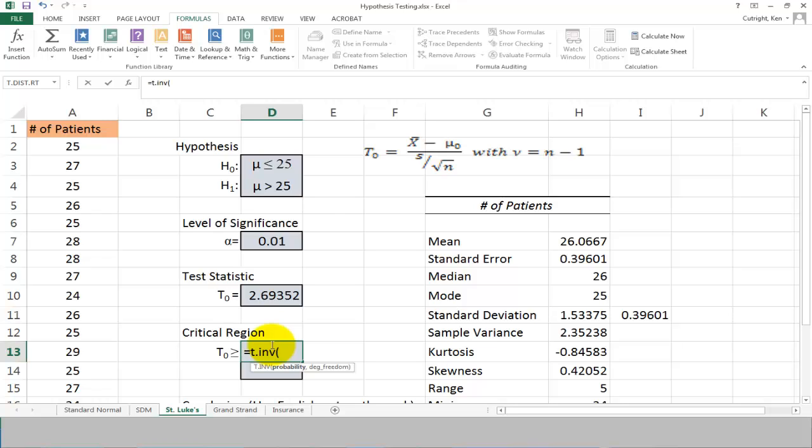And now here's the thing about the t inverse function. The probability that it wants as an input here is always the left tail. Always the left tail. Well, this is a right tail test, so we want 0.01 in the right tail. Therefore, the left tail is whatever's left over, which would be 0.99. And then the degrees of freedom is n minus 1, the sample size minus 1, which in this case was 14. So we have a degrees of freedom of 14, and we have a critical region of 2.62449.